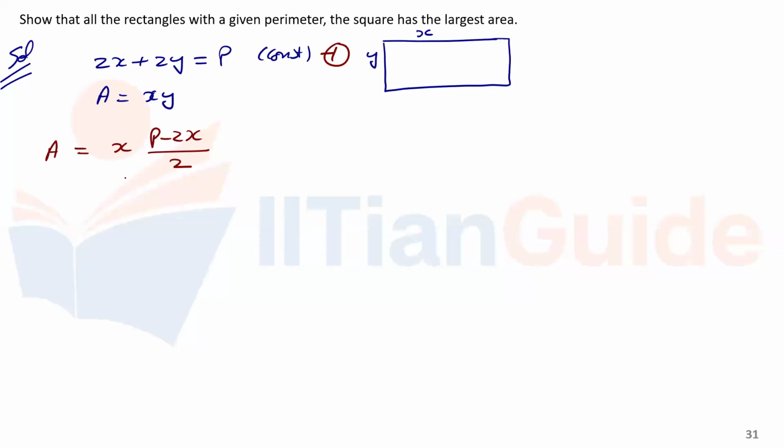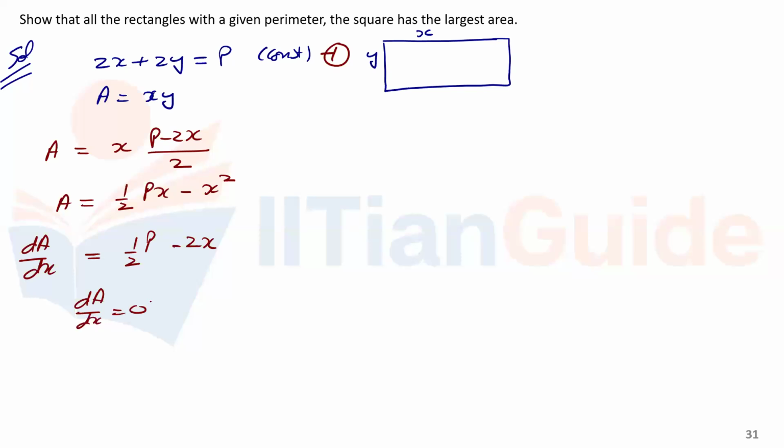Now I have got a single variable, that is x, and P is a constant. So I can write A as a function of x, that is 1 by 2 of (Px minus 2x squared). It is easy to differentiate now. I am calculating dA by dx first. If I differentiate it, I get 1 by 2 into (P minus 4x). P is a constant. Now I will make dA by dx equal to 0.